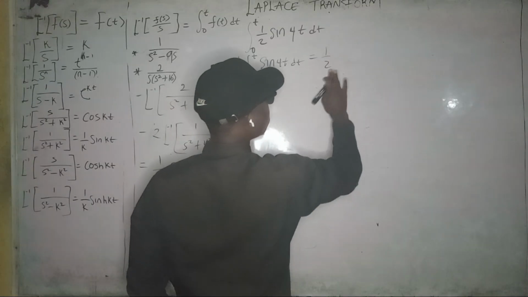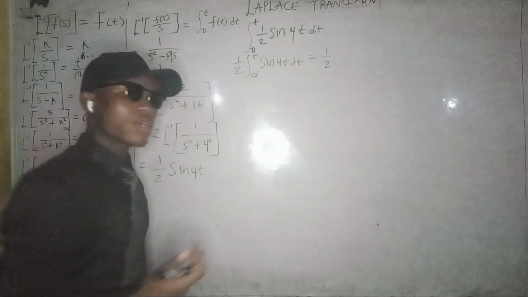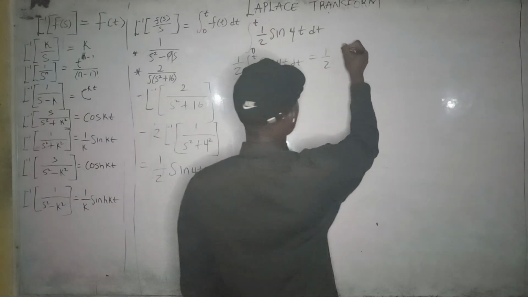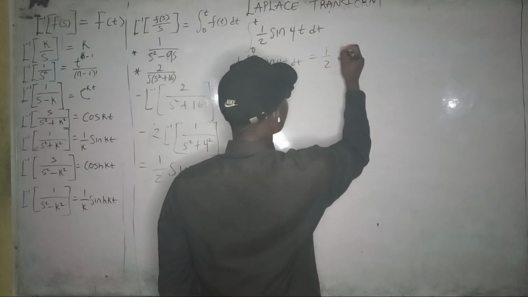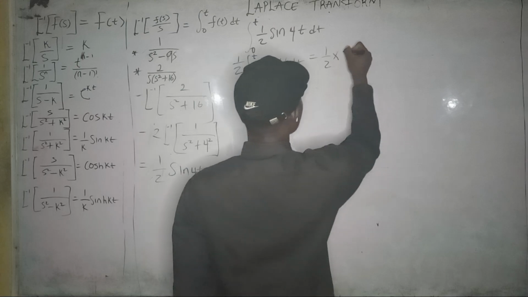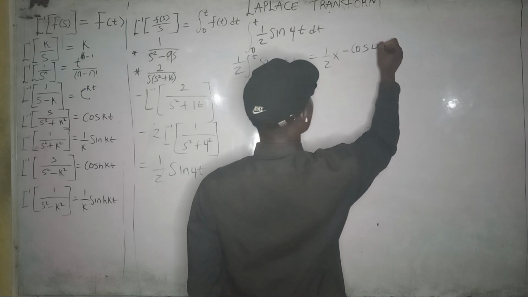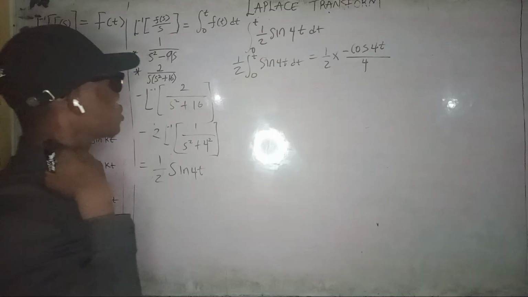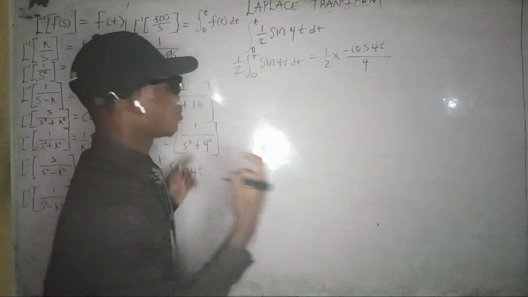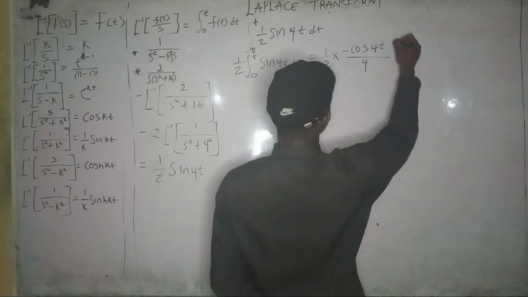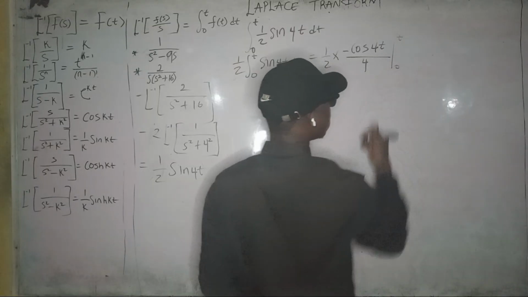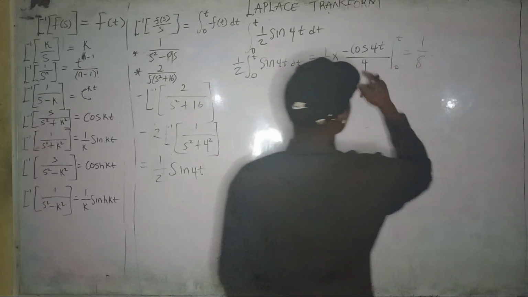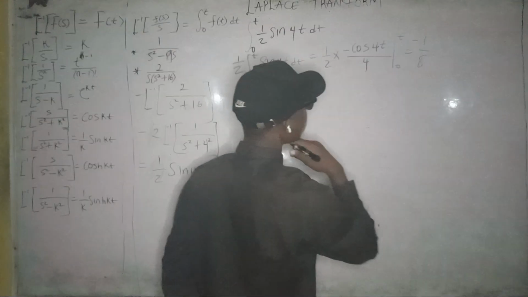And we're going to get 1 over 2, we don't even need the bracket. Sine 4t is going to give us minus cos 4t divided by 4, for those that are good at integration. Because the integration of sine is equal to minus cos. So therefore, we have from 0 to t. So therefore, if we bring this, we will be having 1 over 8. Now, let's bring our minus outside.